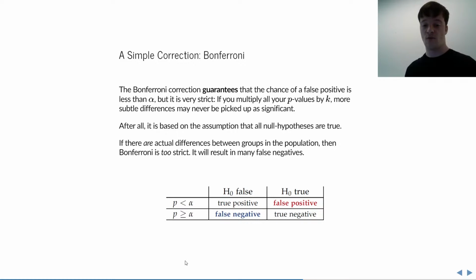So what we're going to do is we're going to try a different correction that still, you know, hopefully guarantees that the number of false positives stays low, but is also more friendly to the number of false negatives, so it preserves power.